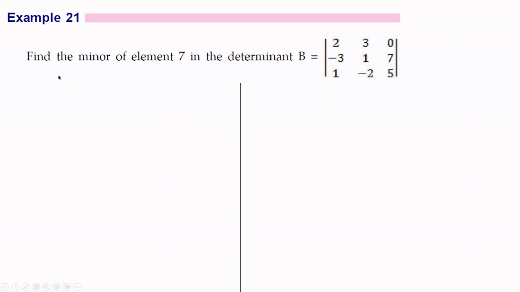So here find the minor of element 7 in this determinant B equal to this determinant. So we have to find the minor of this element. So it is the determinant obtained by deleting; 7 is in the second row and third column. So we have to delete the second row and third column and we have to find the determinant. So it is minor M23. It is determinant of 2, 3, 1, minus 2. This is minus 4 minus 3, which is minus 7. So this is the minor of this element 7.